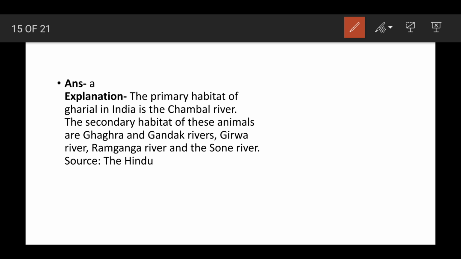The primary habitat of gharial in India is the Chambal river. We all know about that. The Chambal river is the primary habitat of gharial in India. The secondary habitats of these animals are the Ghagra, Gandak and Girwa rivers, the Ramganga river and the Son river. Ghagra, Gandak, Girwa, Ramganga and Son are the secondary habitats of gharial.